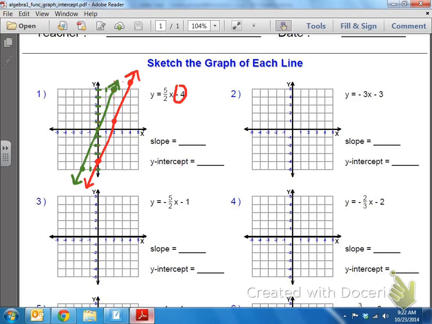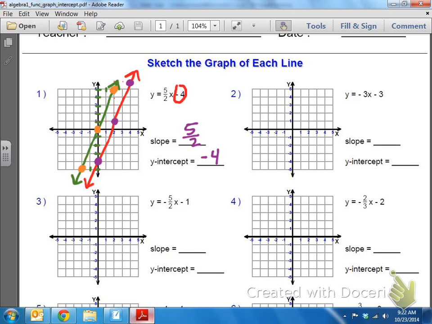These are parallel lines because they don't cross each other. Notice how they're running right next to each other, kind of like railroad tracks. They will never intersect or cross each other. And the only difference between the two is that the one in green starts at 0, the one in red starts at negative 4. So my slope is 5 over 2, and that's why I write it there on the line. And my y-intercept for this equation, rather than being at 0, is our initial value at negative 4.